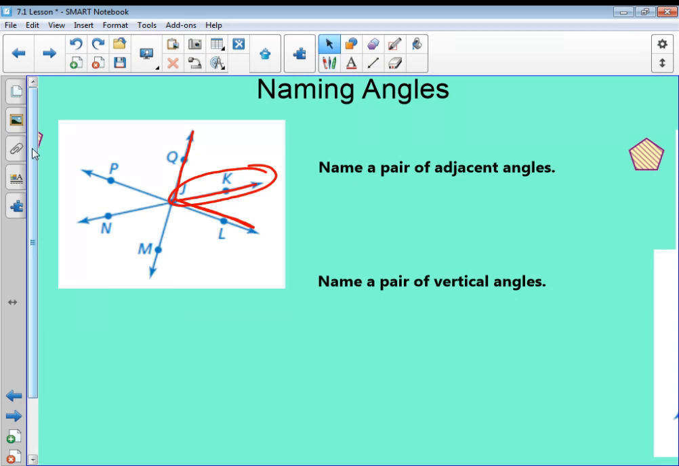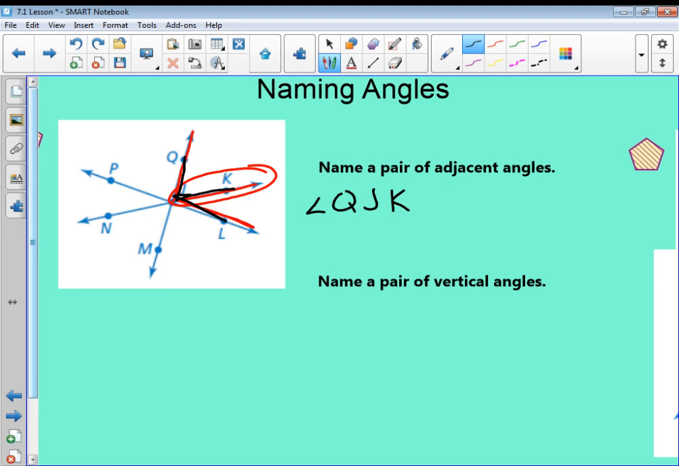Okay, so I'm going to trace it and I'm going to say as I trace it, and I always go to the center from one of the letters. Q, J, K. That's my angle symbol. So then the other one of that set is this one, L, J, K. Angle L, J, K.